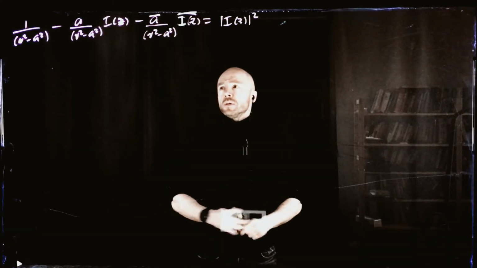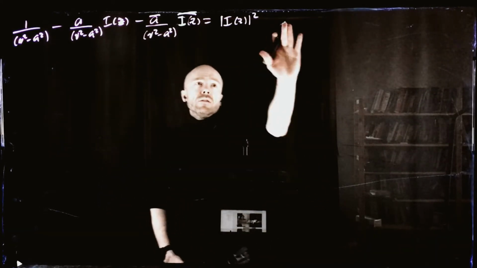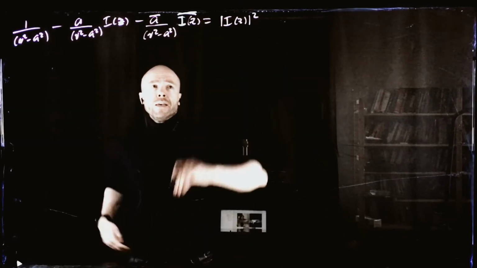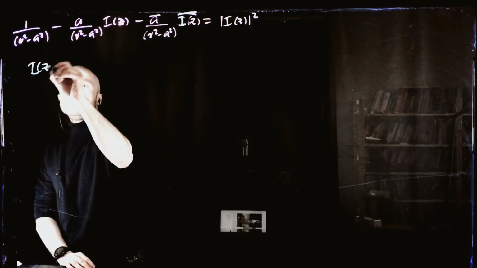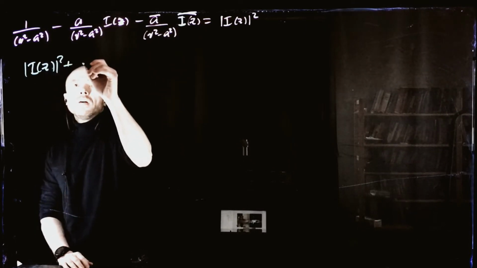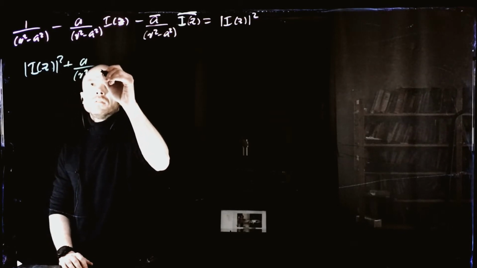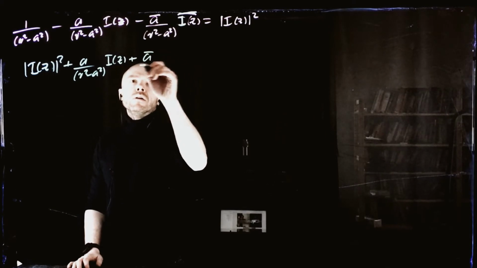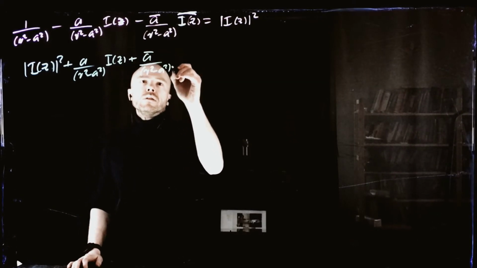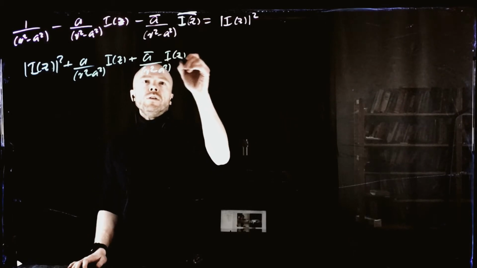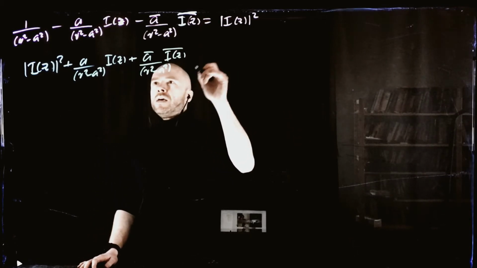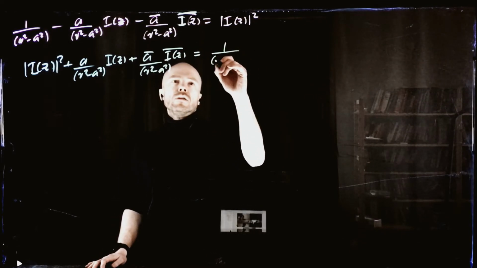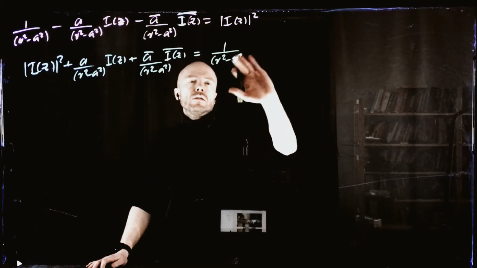And we want to turn this into something like the equation of a circle, because that's what we expect it to be. So we're going to put these guys on the other side, right? So then we're going to have mod I of z squared plus a over r squared minus mod a squared times I of z, plus a bar over r squared minus mod a squared times I of z bar, and put these on the other side, and then this will be equal to 1 over r squared minus mod a squared.